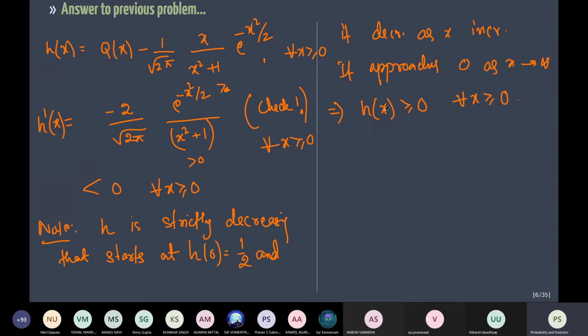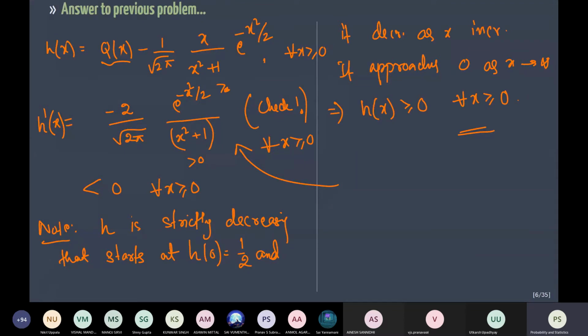So if h(x) is greater than or equal to 0, then this means that q(x) is greater than or equal to this, and q(x) was nothing but 1 minus phi(x). Okay, so this proves the result. So we can stop here. I've left this in the interest of time. This should be simple. You put q(x) is 1 minus phi(x), and then the phi(x) expression is known to you, so you can do these derivatives.